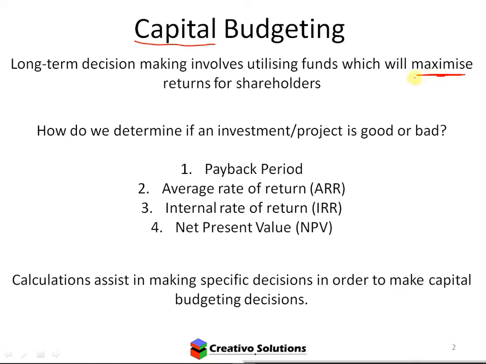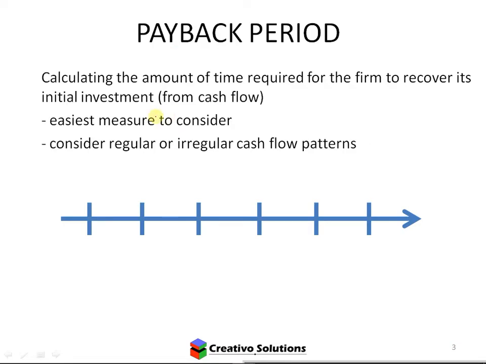So what do I need to determine if a project is good or bad? There are four: payback, average rate of return, internal rate of return, and NPV. They also give you the profitability index, which is a separate working that takes the NPV into consideration. But those are your four basic measures of working out whether the project is good or bad. The first one is the payback period.